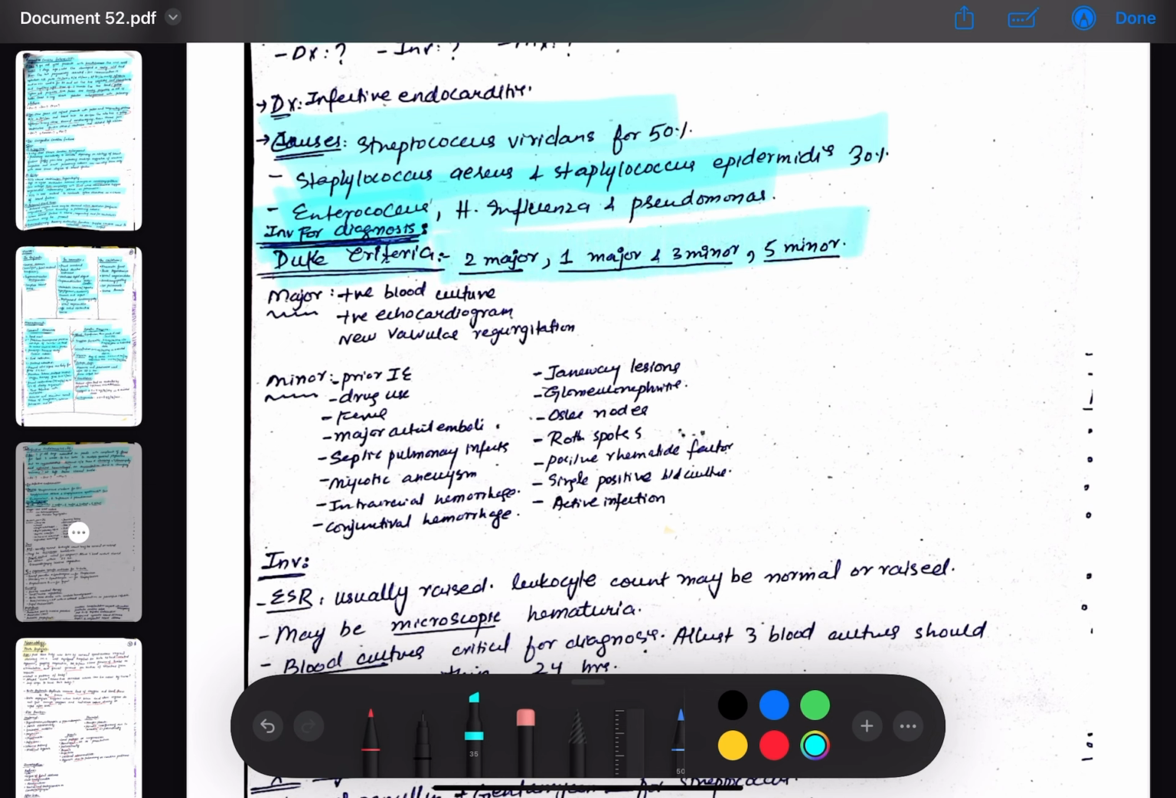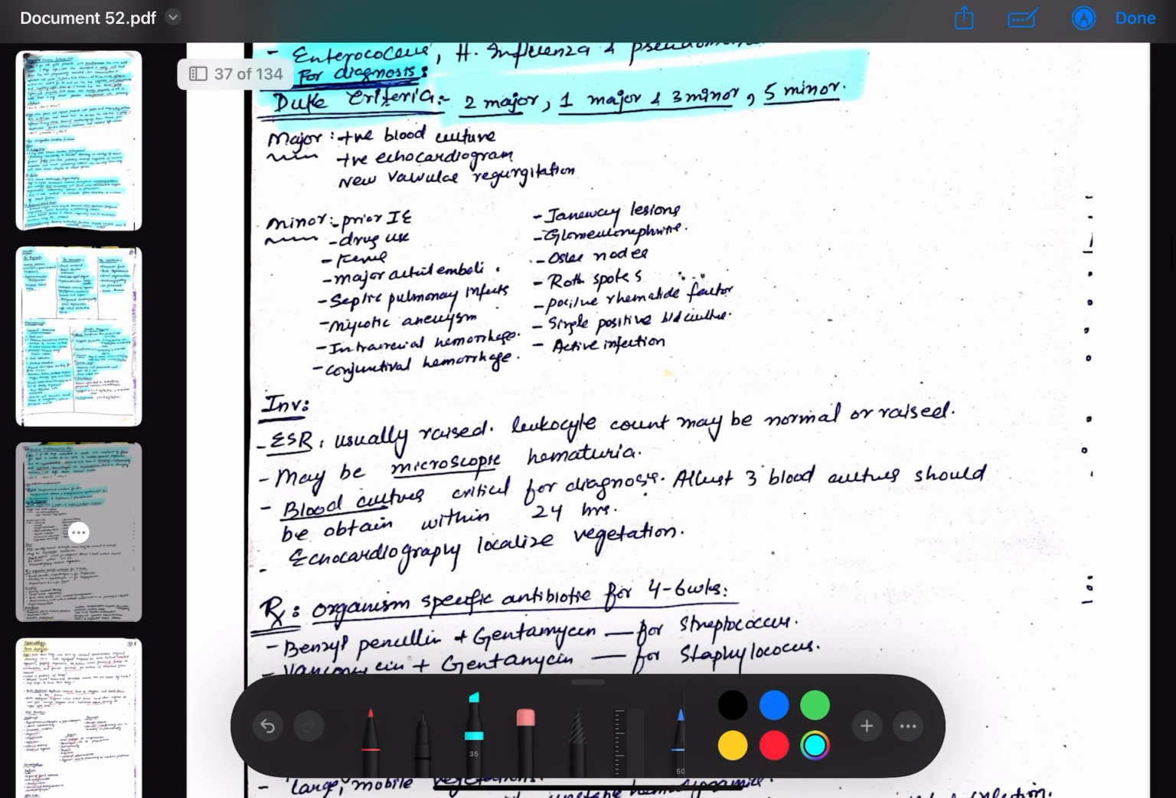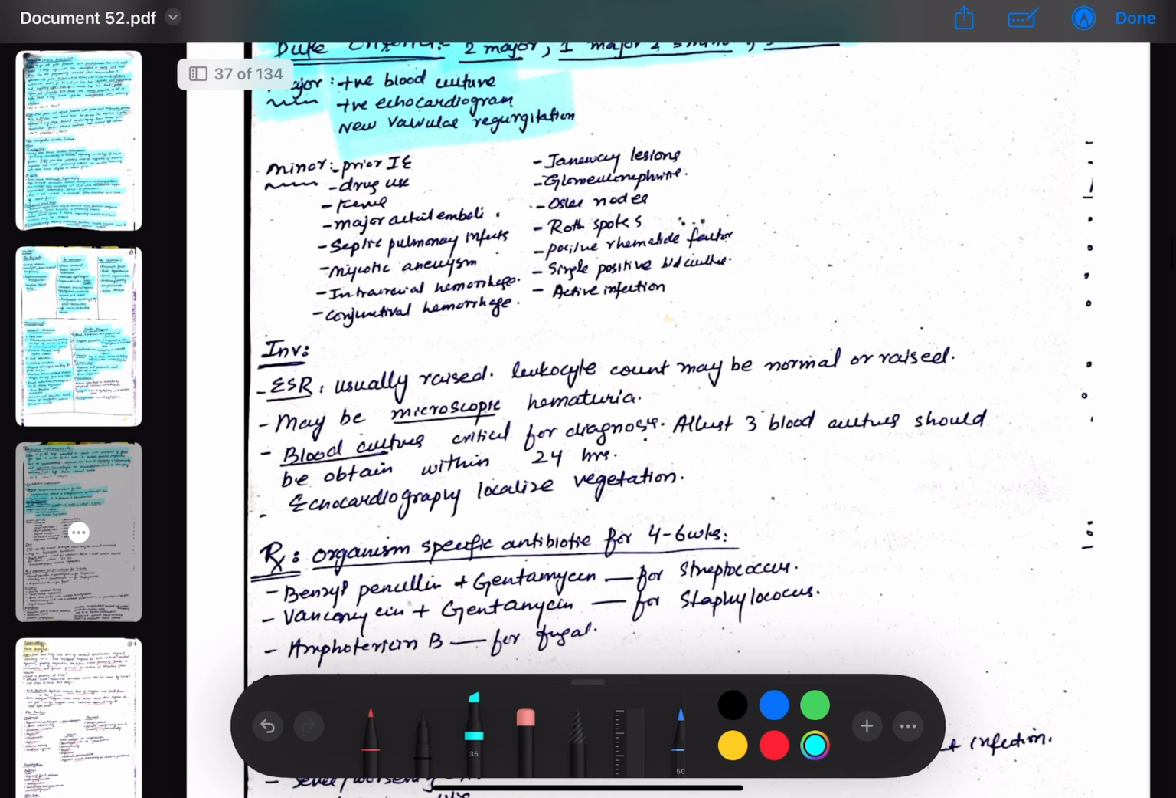The investigation for diagnosis is by criteria, which contain major and minor criteria. If two major criteria are present, then it is infective endocarditis, or one major and three minor criteria, or five minor criteria, then it is infective endocarditis. The major are positive blood culture, positive echocardiogram, and new valvular regurgitation.